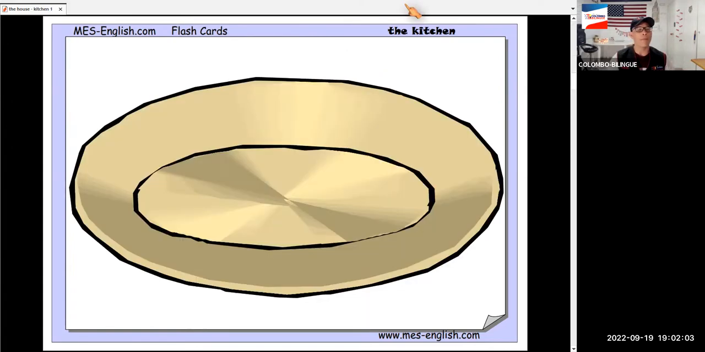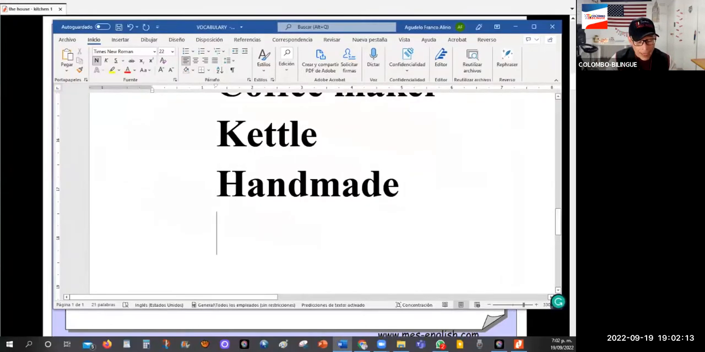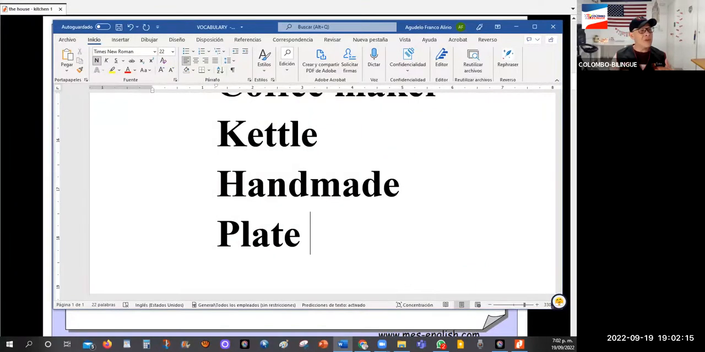I'm gonna show you another. Look at this one. This has two different ways that you can call it. In Spanish, it's plato. But you gotta be very careful because in English, people usually say plate. Plate. But there is another, I'm going to say like a synonym, all right, and it is dish.